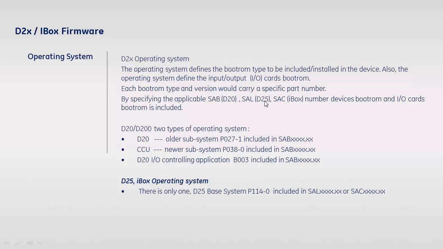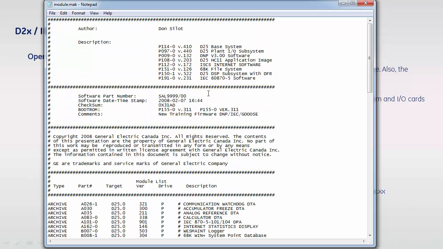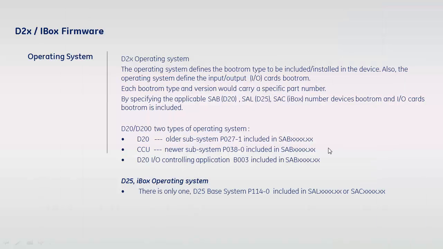You heard me talking about SAL. So the file that we were taking a look at is sal999.00 SAL. Whenever you see SAL, that means that this file is targeted for a D25 operating system, a D25 device. So an SAL is a D25 device, and SAC starting acronym would be for an iBox, and SAB would be for a D20.